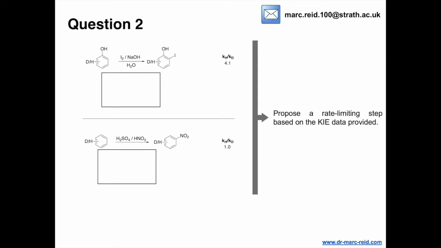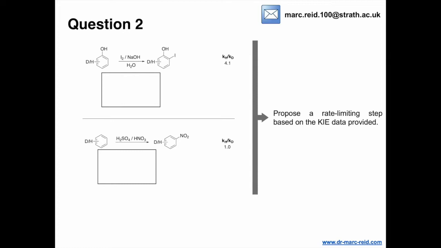In the bottom reaction, we see the nitration of benzene. In this case, curiously, we see that the ratio of rate constants for the non-deuterated and deuterated benzene substrates in the nitration is 1.0. Both rate constants are the same. There is no kinetic isotope effect.